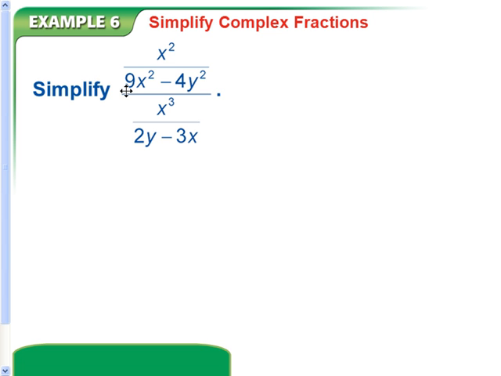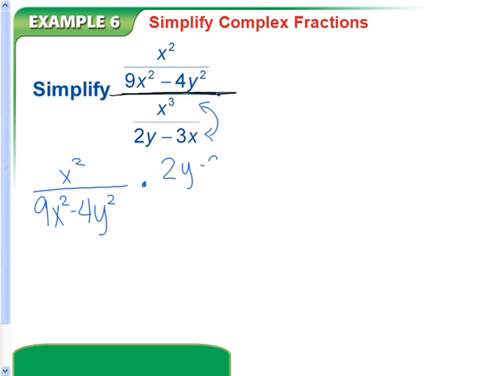Now one thing to look for here is that there is a darker fraction bar right here. When you're drawing it, it's almost easier just to make it a longer fraction bar so that you can see that that is one fraction divided by the other fraction. So let's rewrite this. X squared, the first one we just copy it down, divided by 9x squared minus 4y squared. Change it to multiplying, and then we're going to have to flip this fraction over. 2y minus 3x over x cubed.